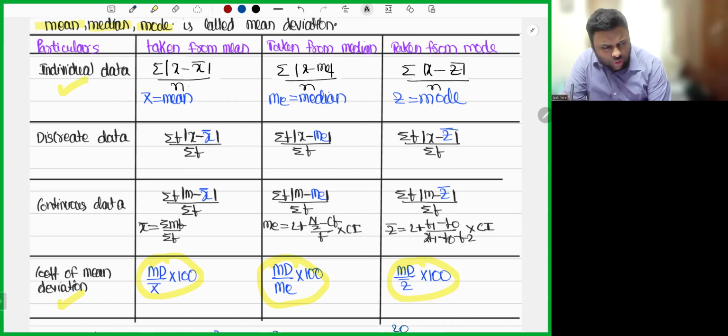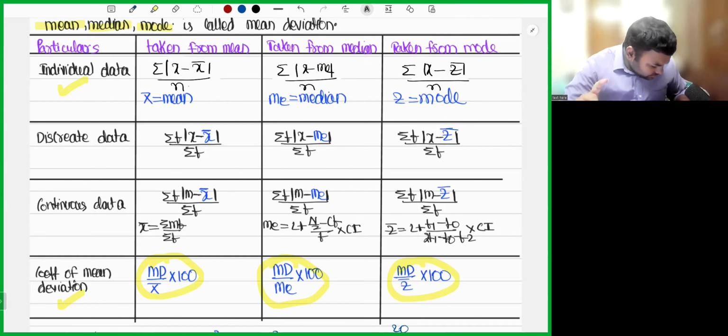Okay. Let's do one question on continuous data. One question will be for your homework. One question I'll solve now, and then let's wind up. And be careful, the coefficient of mean deviation. Don't forget this: mean deviation by mean, mean deviation by median, mean deviation by mode, into 100.